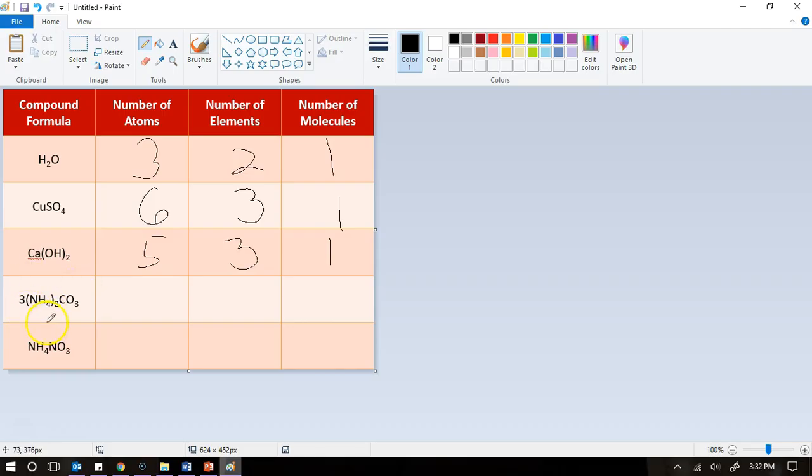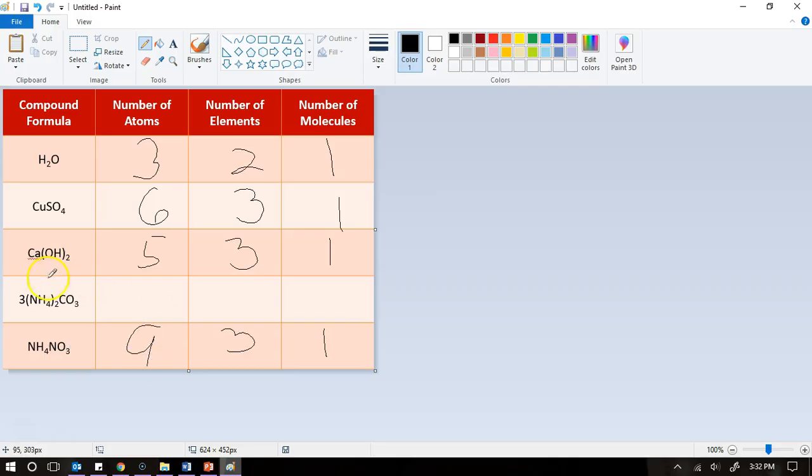Alright, I'm going to skip this guy for a second. Let's come down to this one. So how many elements? How many of you said 4? Watch yourself. I've got my nitrogen, but it shows up twice. So it's only going to count as 1 element. So I've got nitrogen, hydrogen, and oxygen. So I've got 3 different elements going on here. The rest of it's pretty standard. Single molecule, because there's no number out front. Number of atoms, 1 nitrogen plus 4 hydrogens gets me to 5, plus another nitrogen gets me to 6, plus 3 oxygens gets me to 9.